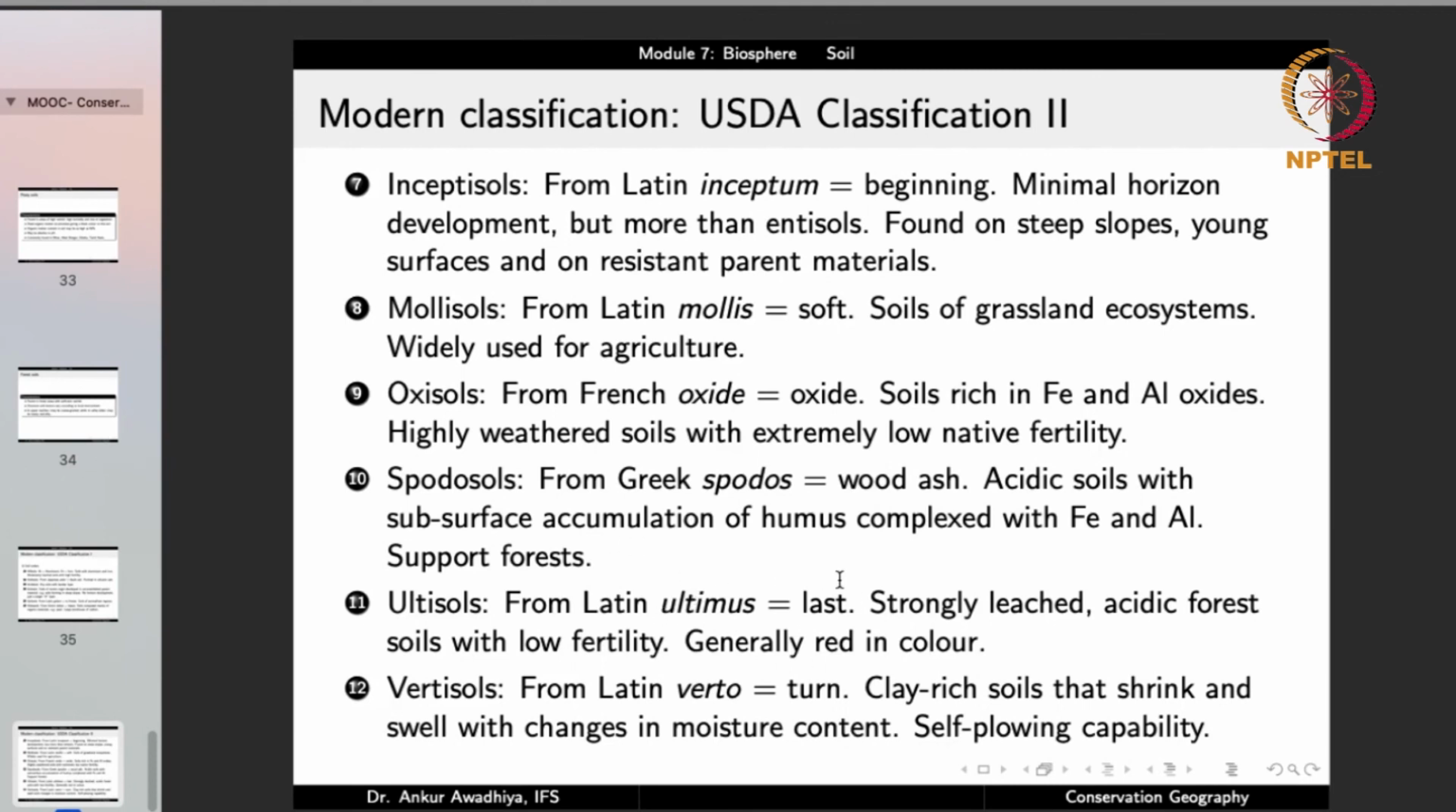Ultisols, which means that they are strongly leached. They are soils with low fertility, generally red in color. Vertisols, which means clay rich soils similar to our black soils. So they are clay rich soils that shrink and swell with a self-plowing capability. So we have different kinds of soils.